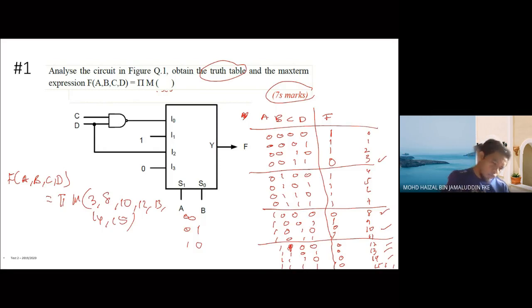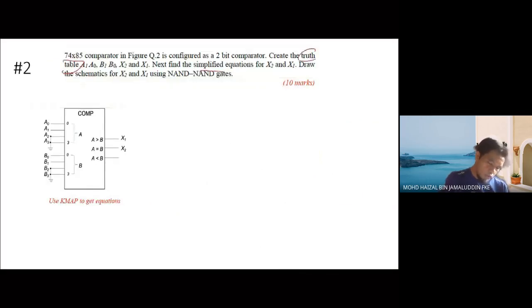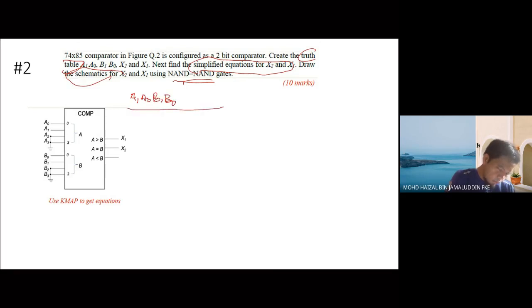Okay, so it asks you to get the truth table. And next, find the simplified Boolean equation, draw the schematic, and using the NAND gates. So many instructions here. Okay, so this is the 2-bit comparator. So you know you have only 4 inputs. So let's have here A1, A0, B1, B0, and how many outputs you have? So you have 2 outputs, X2 representing A equal to B, and X1 representing A bigger than B.